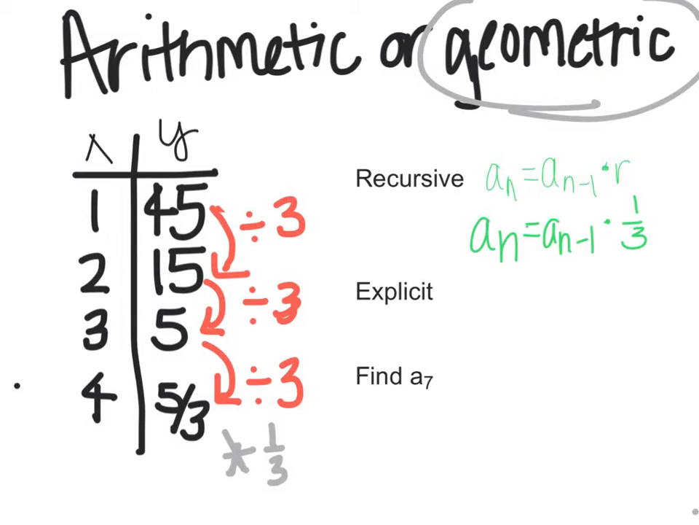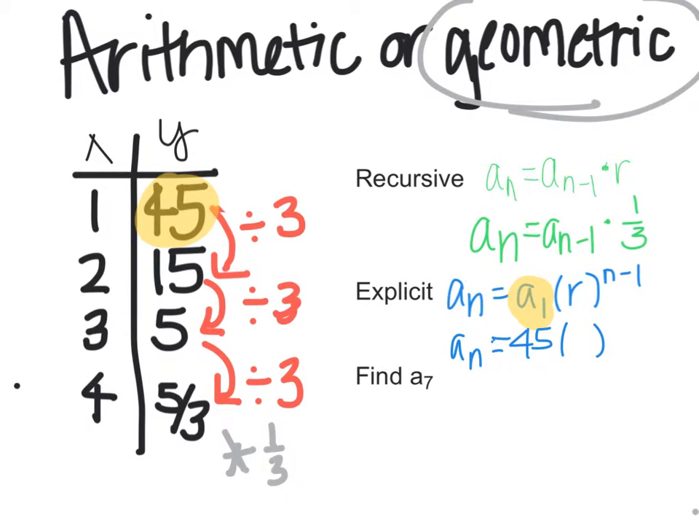My explicit formula is going to be a little bit different. It's going to be a sub n equals a sub 1 times r to the n minus 1 power. And I do know a little bit more information on this one. I know that a1 is my first term, which would be 45. So really my formula is going to be a sub n equals 45 times, and then r is the same as it was before. It's still my 1/3 with an exponent of n minus 1. So this would be my explicit formula.